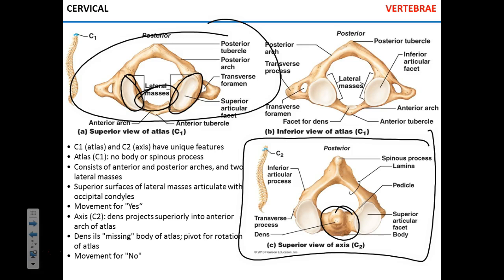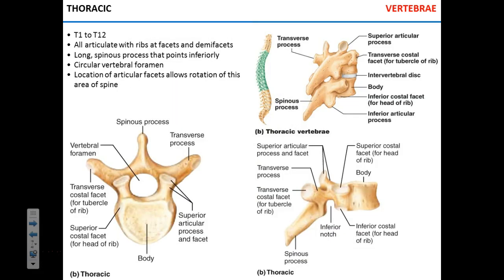C1 doesn't have a body, but has lateral masses and superior articular facets that articulate with occipital condyles on the occipital bone. C1 is responsible for yes movement. C2, the axis, has the dens, which is essentially a missing body of the atlas, C1, and that dens provides a pivot for the no movement of the head. Are we good? Can we move on to thoracic?